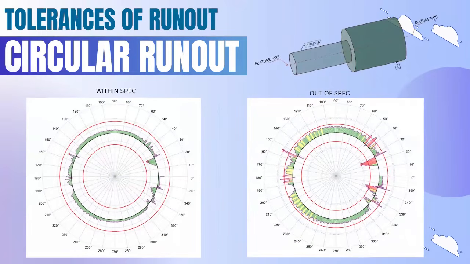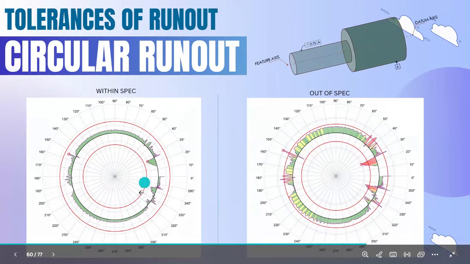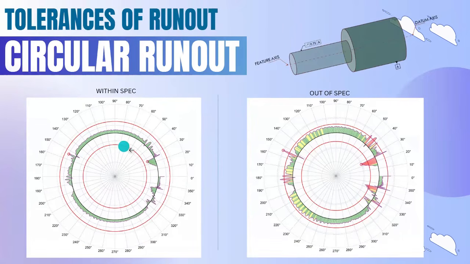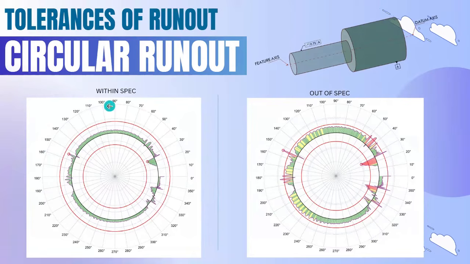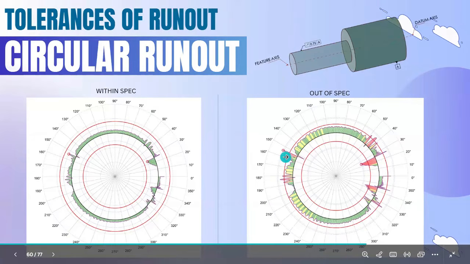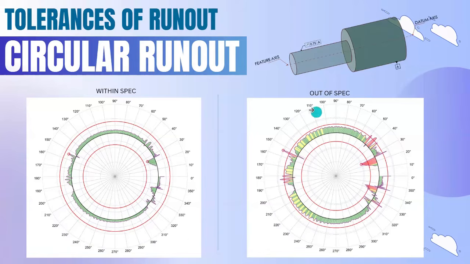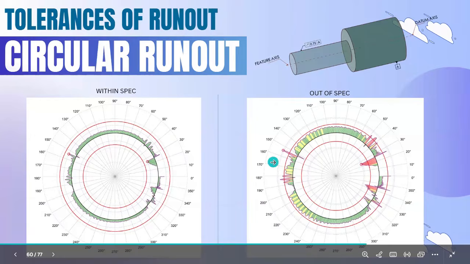Here you can see the CMM report for a circular runout. This is the maximum point. The two red circles are the zone, a concentric circular zone. Here you can see the waviness, the graph, which is the deviation. This is the maximum point and this is the minimum point. Here on the left side, it is within spec. On the right side, you can see the two concentric red circles. Here it went above this zone, so the right hand side is not okay.